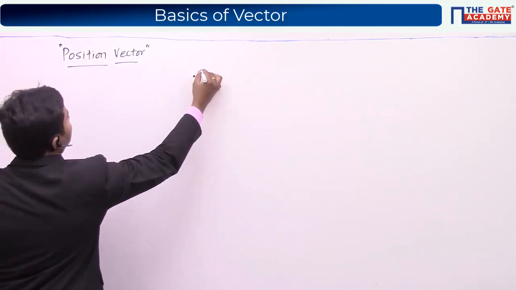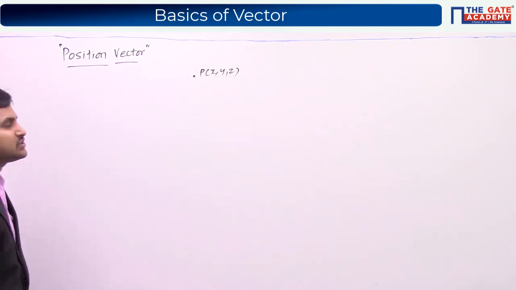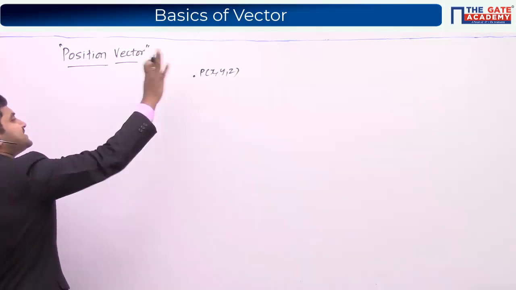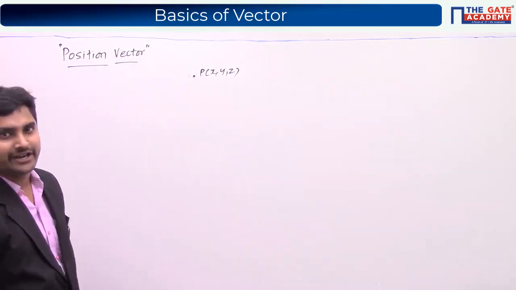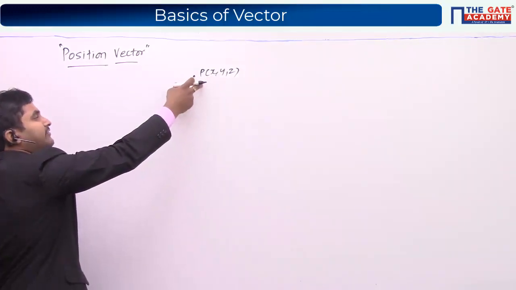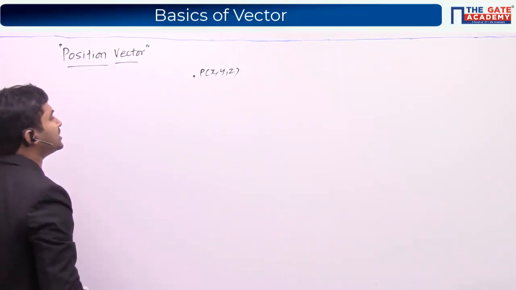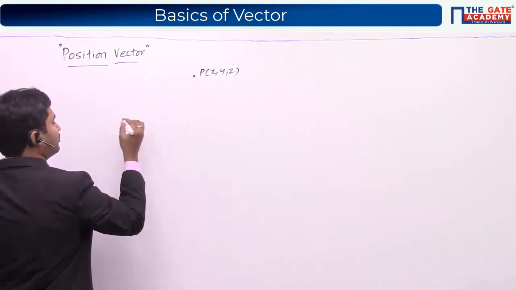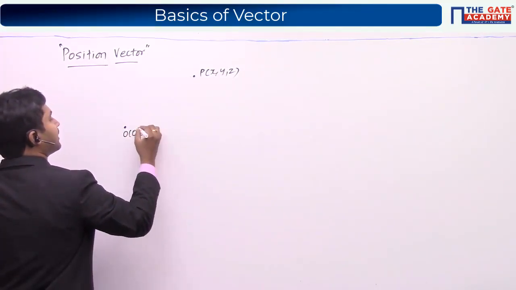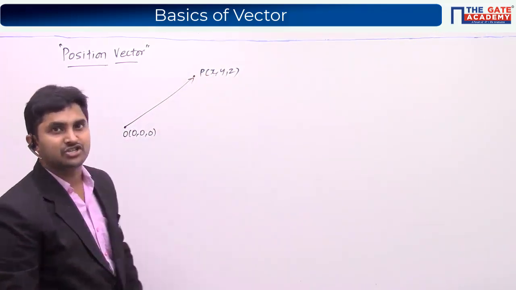Let us consider there is a point called XYZ. This is nothing but a point in space. Now you want to draw the direction to this particular point. So if you want to draw the direction to this vector, we will simply combine it with the origin.